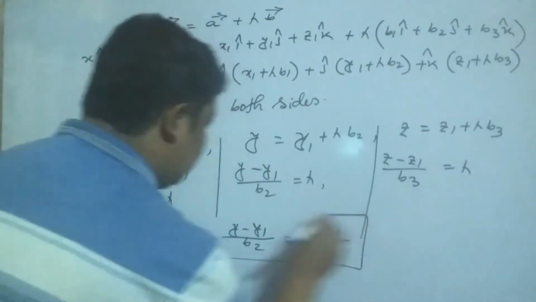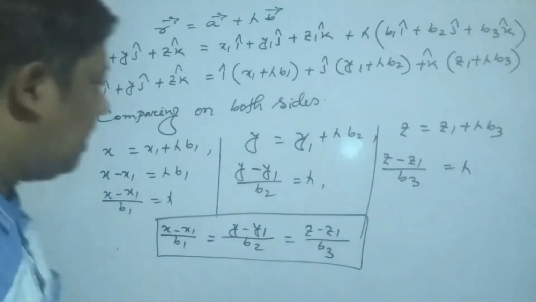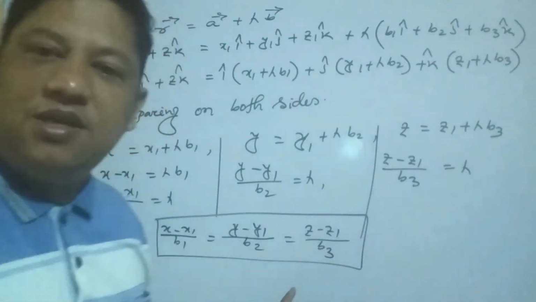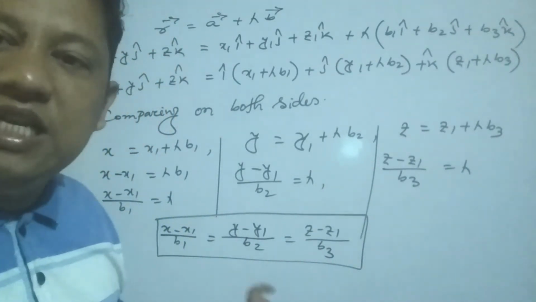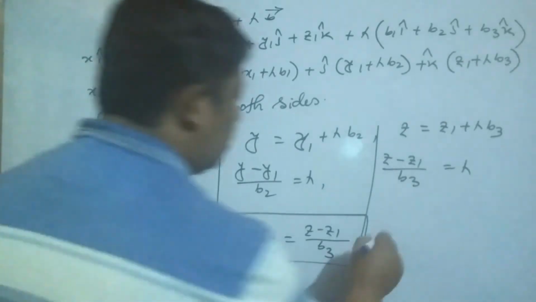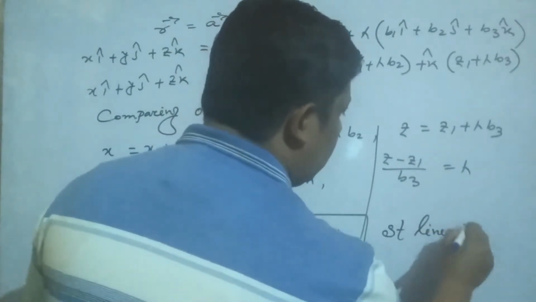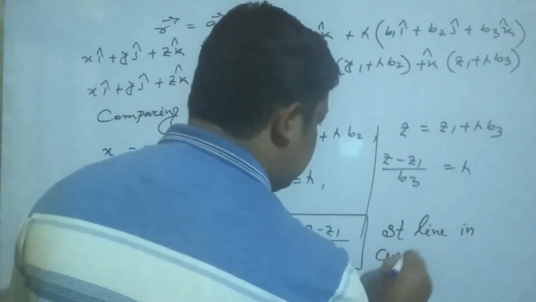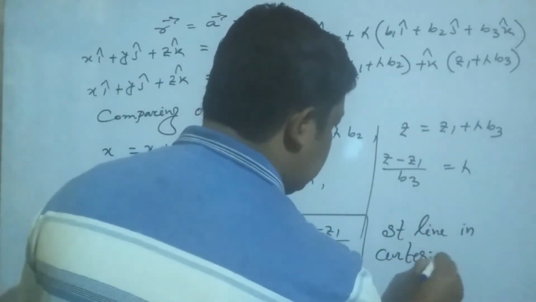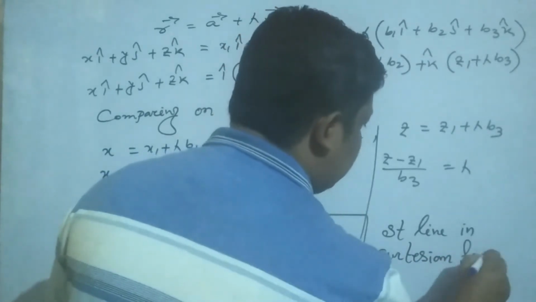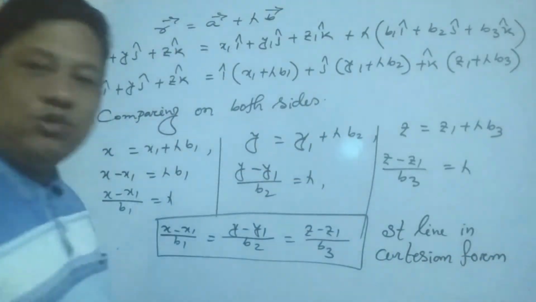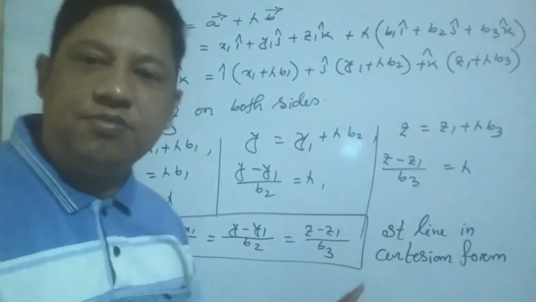And this is the equation of a straight line in Cartesian form. It is called what? The equation of a straight line in Cartesian form.